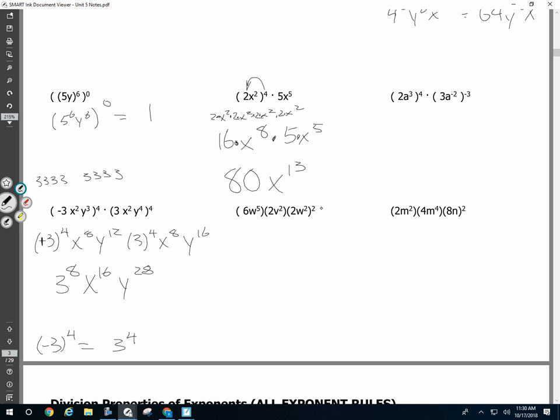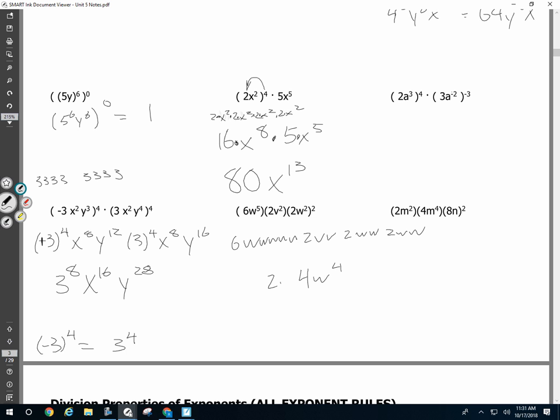This is tricky. What should I do first? I should square the 2w squared to give me 4w to the fourth. If you are unsure of what to do, you can write it out. You have 6 5w's, 2 2v's, and then I have 2w squared twice: 2ww, 2ww. This should confirm that you have 4w to the fourth on the right side.